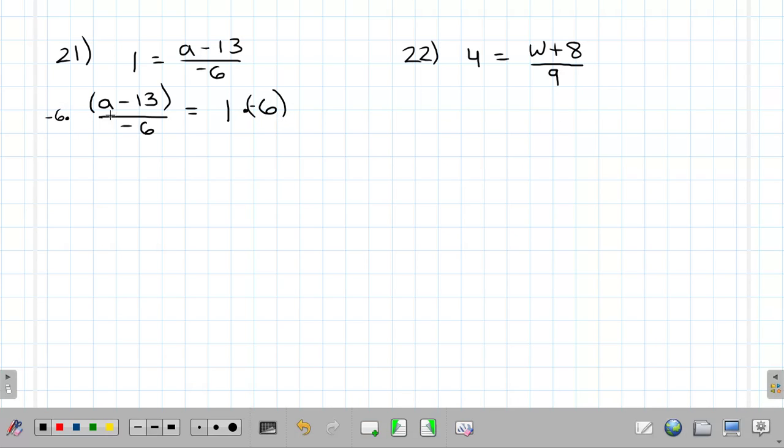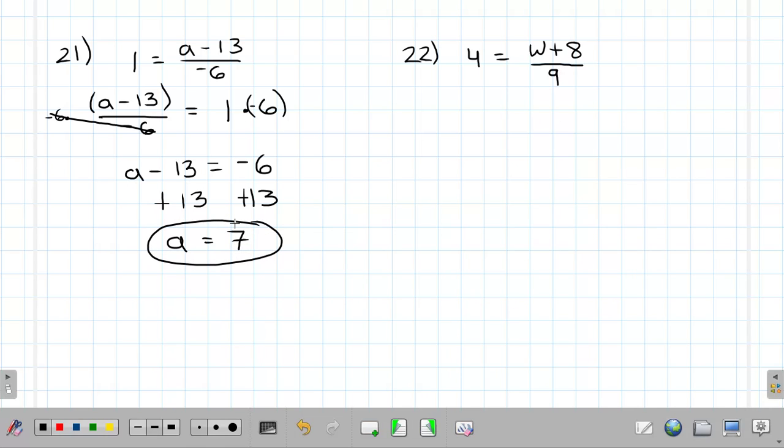Okay, because that's what we're dividing by. So the whole point there is those cancel. We get a minus 13 is equal to 1 times anything is that thing. So in this case, 1 times negative 6 is negative 6. And then we add 13. So in this case, we get a is equal to 7.